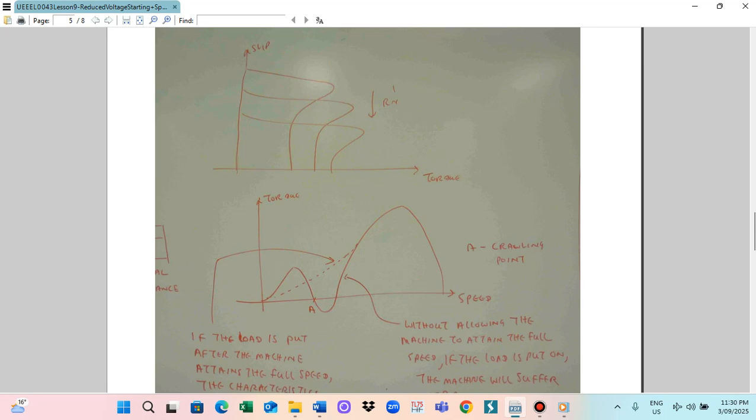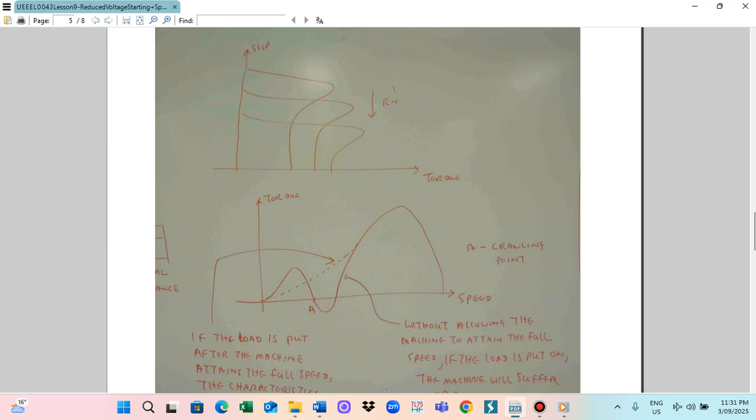Sometimes the motor can get crawling. Crawling means the machine sometimes fluctuates. So this is the speed, and this is the torque. When you start the motor, firstly we increase the speed. When the speed increases, torque increases, and then instantly the torque and speed go down like this. So this is what we call crawling.